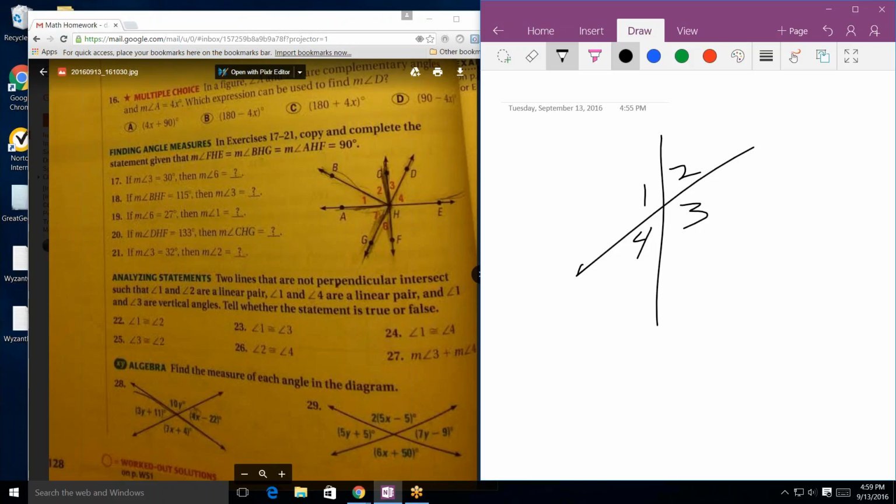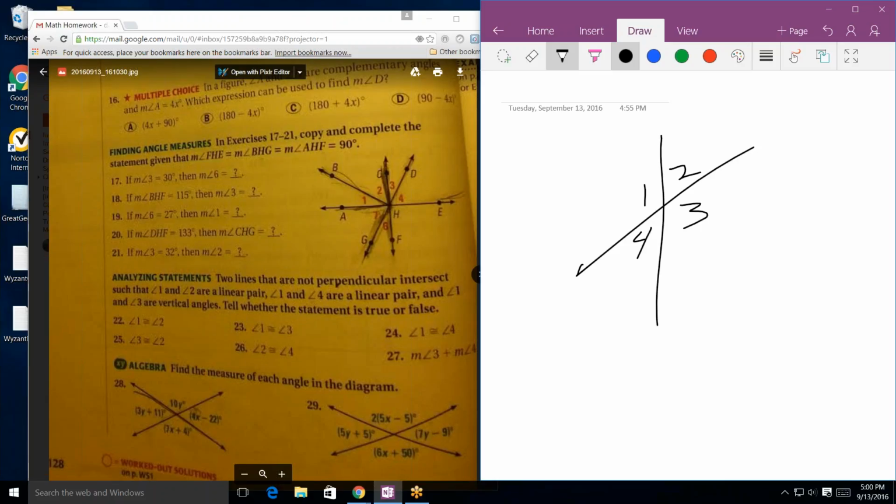Okay. How about 23? Yes, angle 1 and angle 3 are congruent because they are vertical angles, and that is given. You're correct. How about 24? That is false, same thing. As long as we know that angle 1 is not 90 degrees, then angle 1 cannot be equal to angle 4.